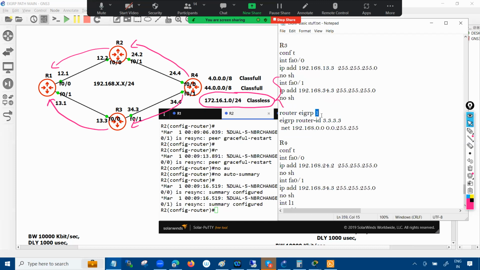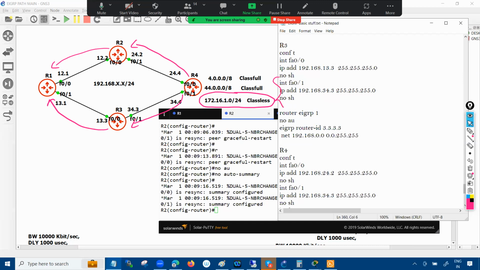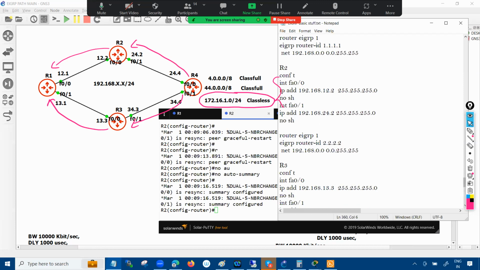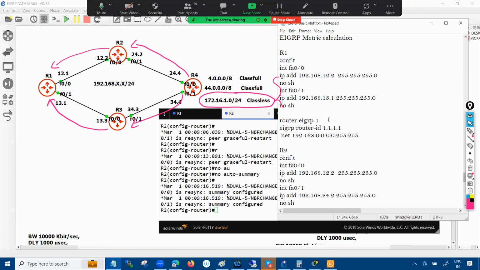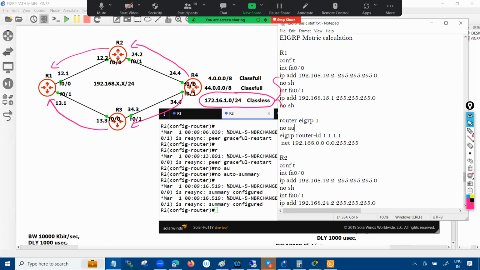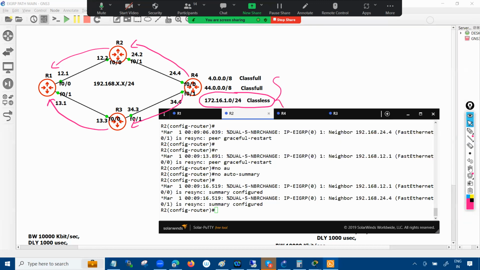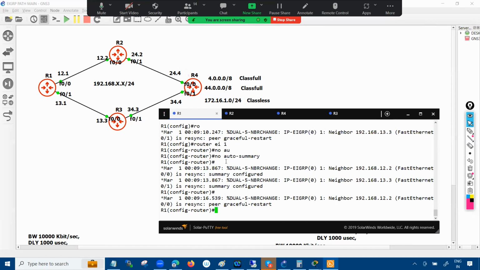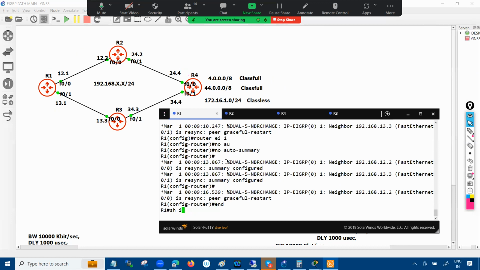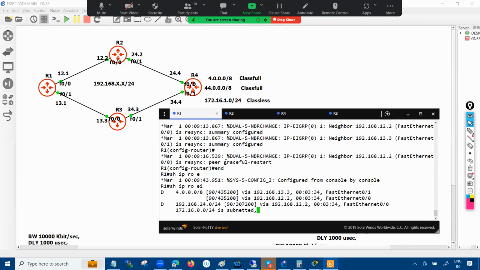Again, it totally depends on the requirement. If your auto summary is enabled, then you need to disable it. If it is already disabled, there is no need to put in the extra commands. So now you will receive the exact route on router 1. If you see now, do show IP route EIGRP, a beautiful output.